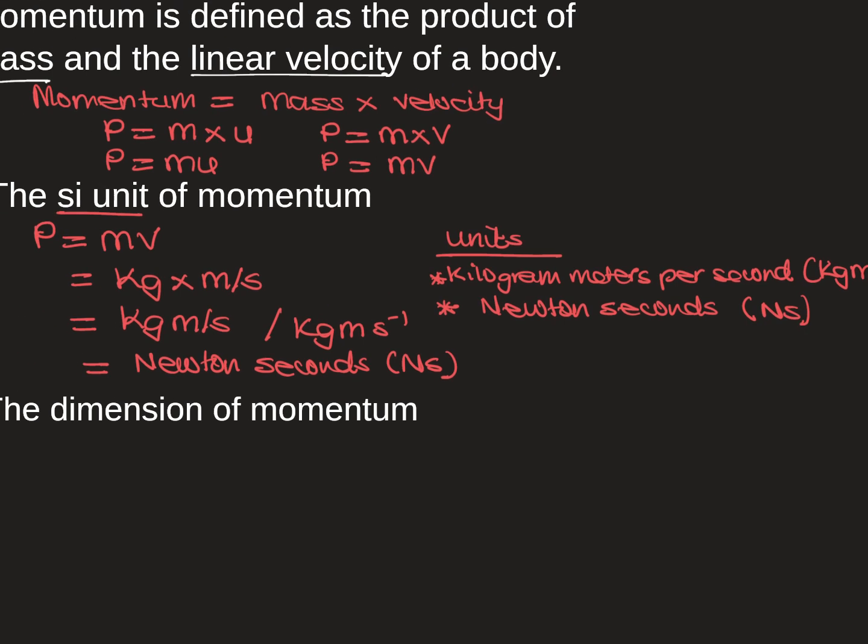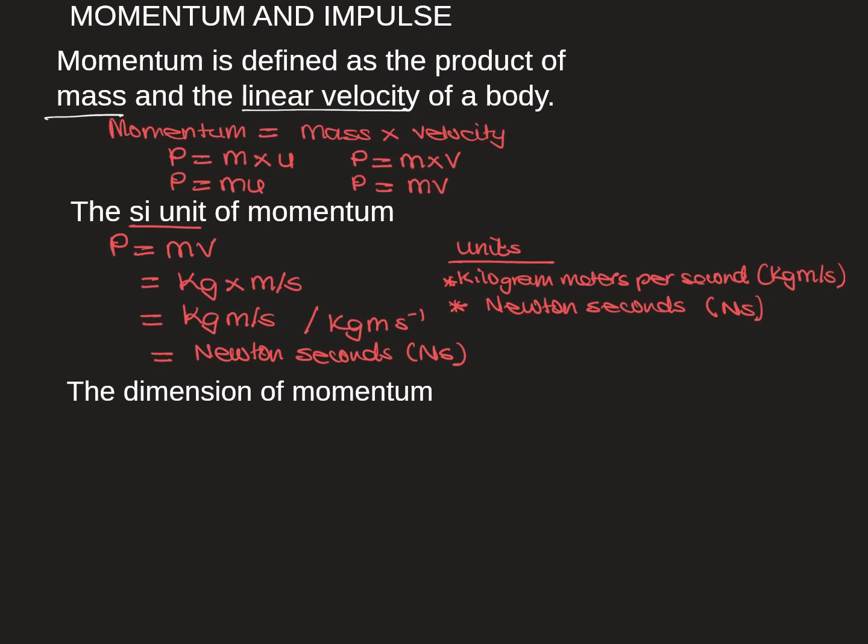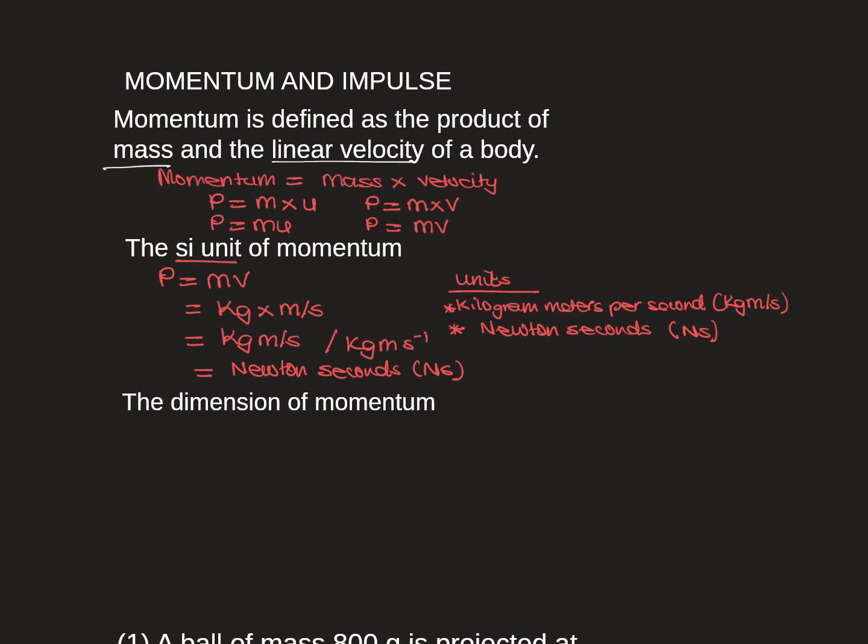And bear in mind that momentum and impulse, which we will discuss later, have the same unit and dimension. Okay? Momentum and impulse have the same unit and dimension, but they explain different things. We will come to that. Momentum for now is the product of mass and velocity.